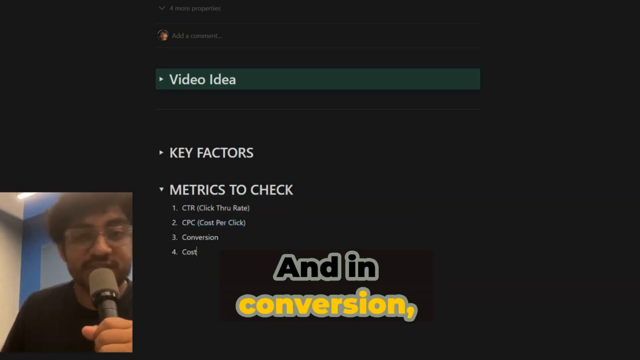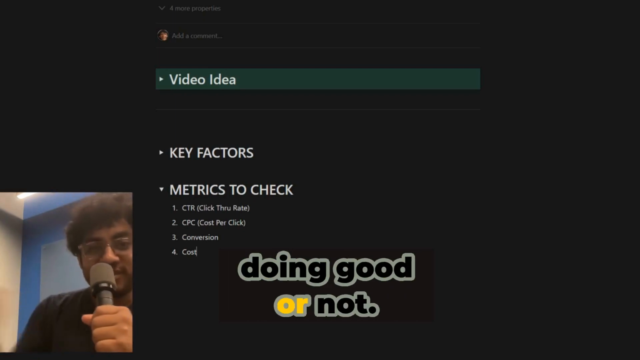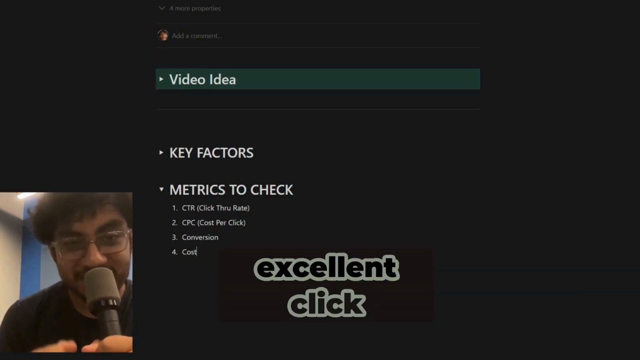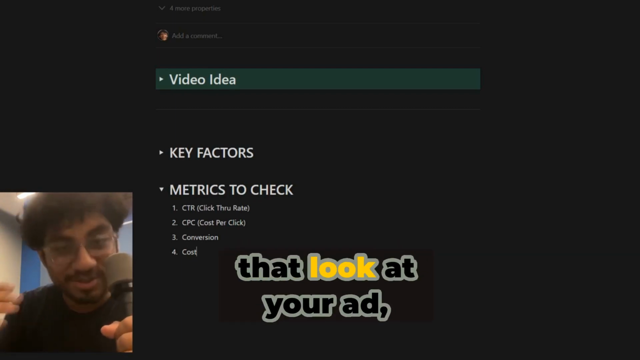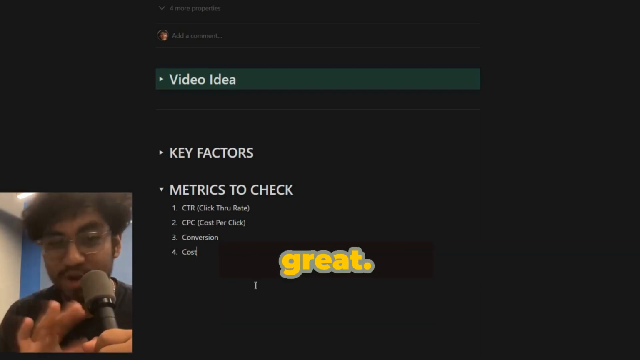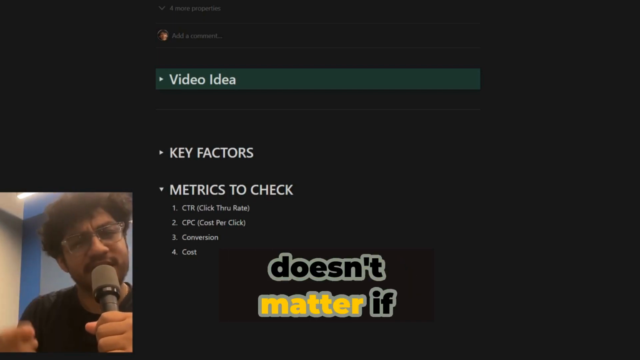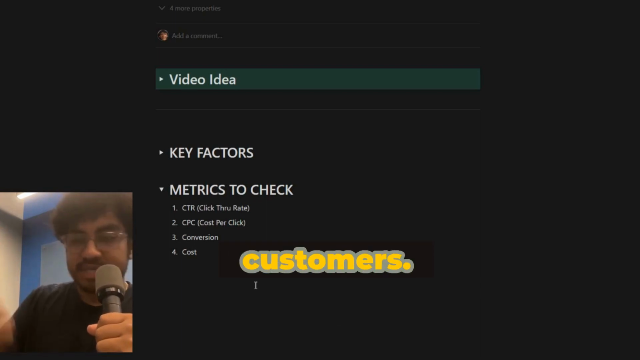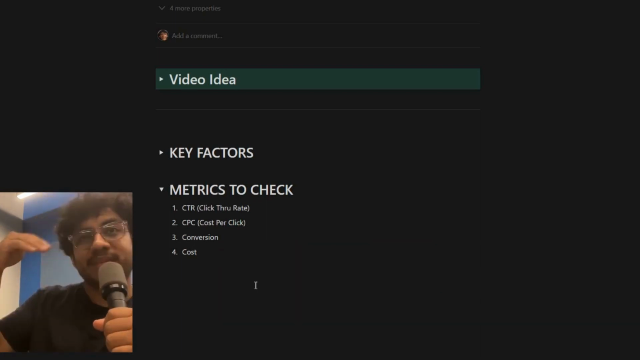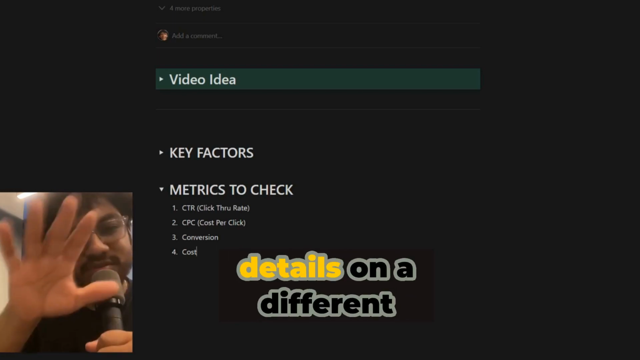And then conversion is number 3. Now conversion is crucial because it decides whether it's doing good or not. You could be having an excellent click-through rate, 1 out of 3 people that look at your ad click on it, which is great. But if none of those are turning into customers, then it doesn't matter if they're clicking on it, because they're just wasting your money. They're not actually turning into customers. The goal isn't getting met. There's no point. So this is where we strategize and figure out where to go next. I can get into more details in a different video.